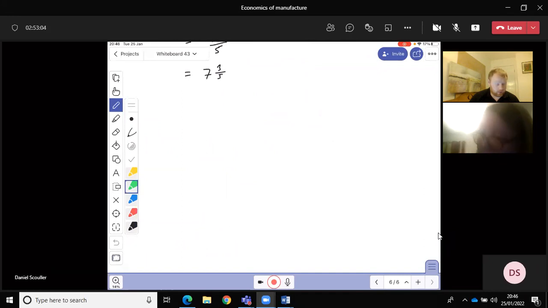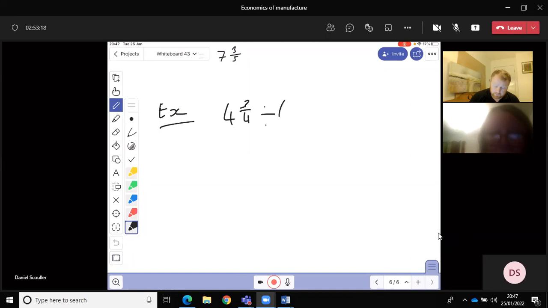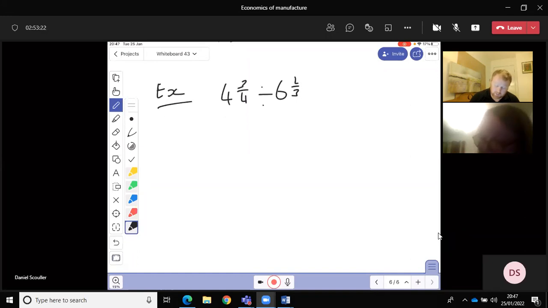Don't know why that one's there, but we'll just do it anyway, just so we've got another example. So another example, and this will be the last one of the night. Terrible division sign, but 4 and 3 quarters divided by 6 and 2/3. Okay, 16 plus 3 is 19 over 4. I'm getting lazy now. 18, 20 over 3.